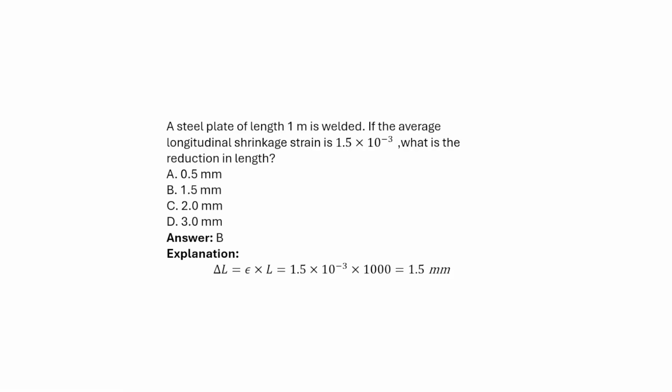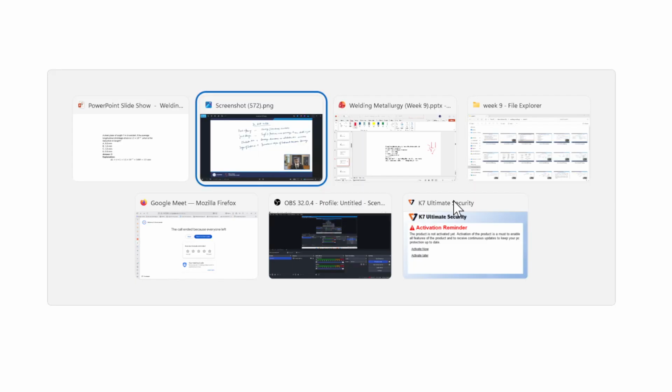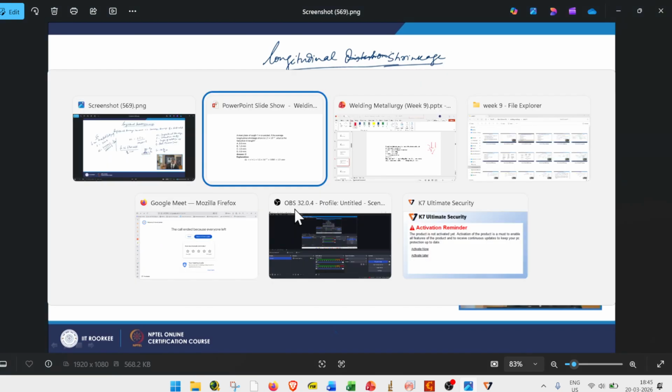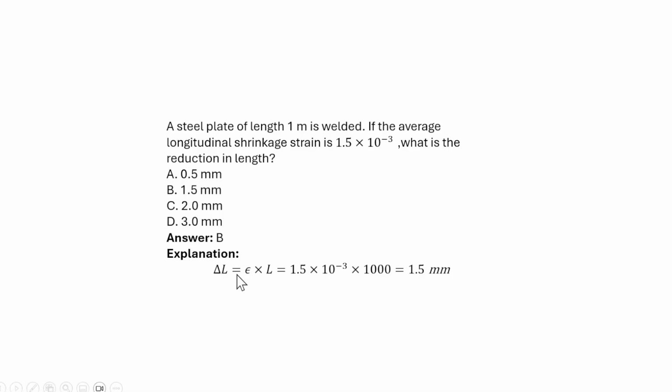A steel plate of length 1 meter is to be welded. If the average longitudinal shrinkage strain is this much, then what is the reduction in length? It is nothing but, as we have seen here, they have given the longitudinal strain and the total length. We just have to multiply both of them to get the delta L. That is 1.5 mm.